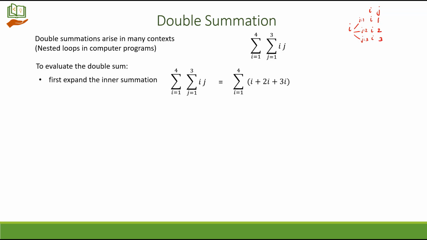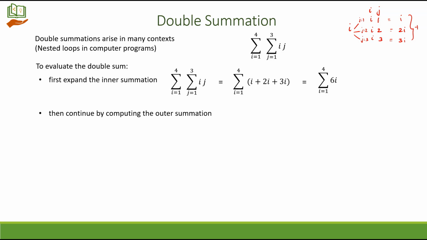Now what is i into 1? It is i. What is i into 2? It is 2i. What is i into 3? It is 3i. Now you have to sum up all these three. i plus 2i will give 3i. 3i plus 3i will give 6i on the whole.